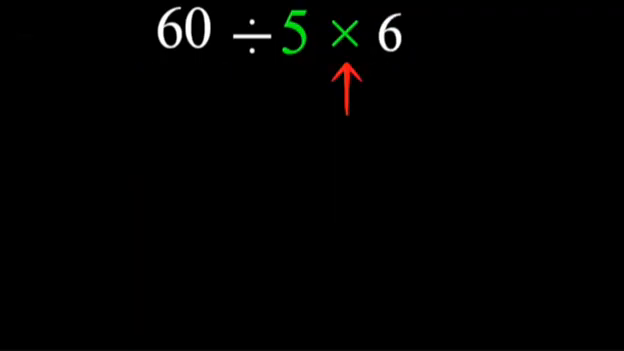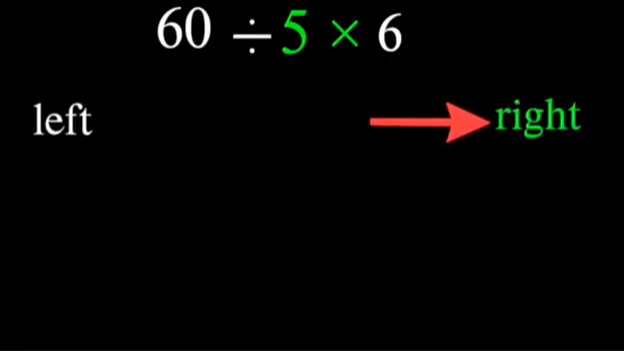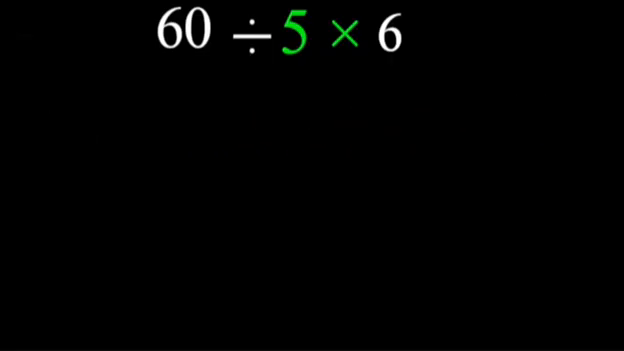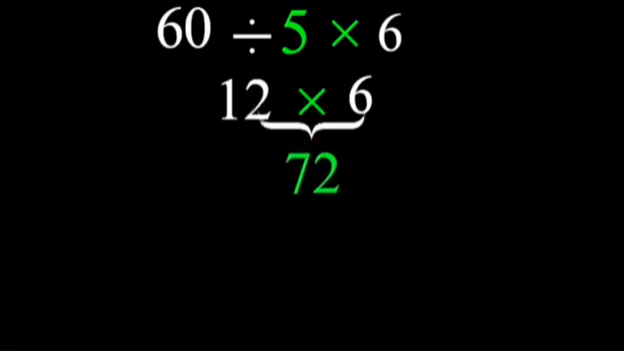Next, we move to multiplication and division. Remember, multiplication and division have equal priority. That means we solve them from left to right, whichever comes first. Starting from the left, 60 divided by 5 equals 12. Now the expression becomes 12 multiplied by 6. 12 multiplied by 6 equals 72. So the correct final answer is 72, not 2.